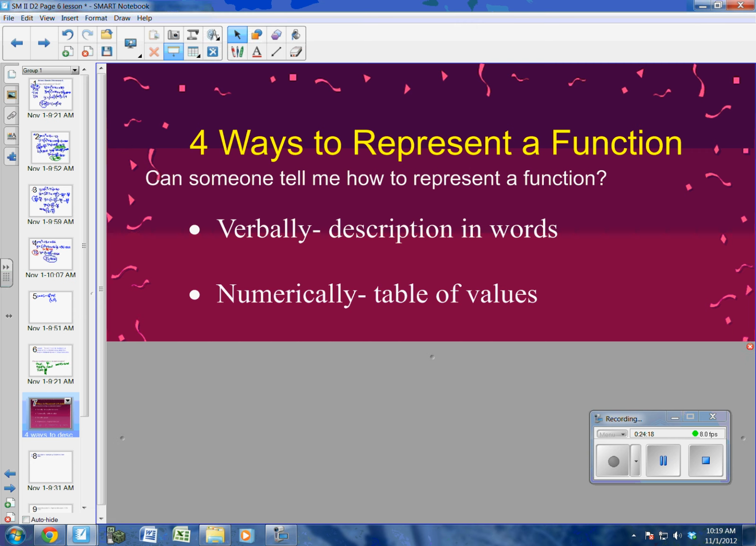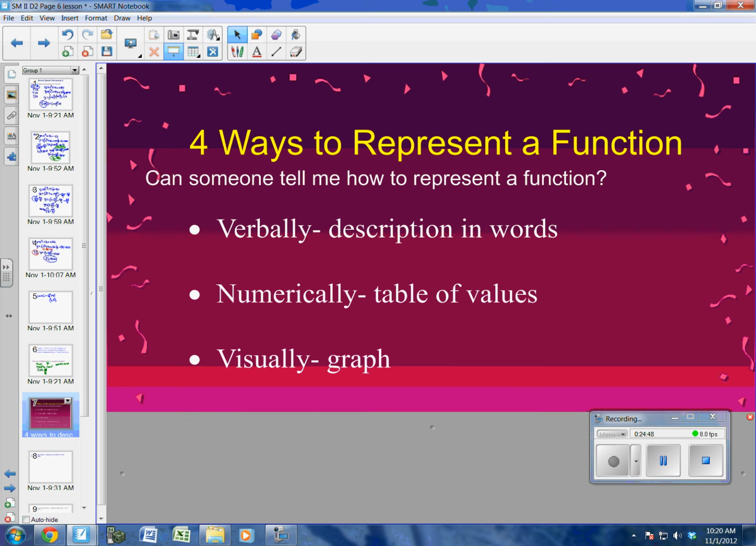The other way is numerically. That's when we write a table of values, which I just showed you. I hope you guys are writing this down, so you can use your notes to study from later. Numerically. That would be the table of values, the XY table. Okay? The 4th way is visually, as a graph.